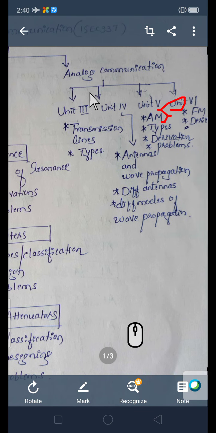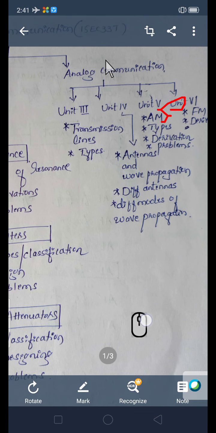Then comes unit 3, which is a part of analog communication. You will be studying some of the transmission lines. What is communication? Communication is nothing but a transfer of information from one place to another place, or you can take it as sending and receiving of information from one place to another. For sending that information we need transmission lines, the lines through which we can transmit our information. So you will be studying a number of transmission lines and their types here.